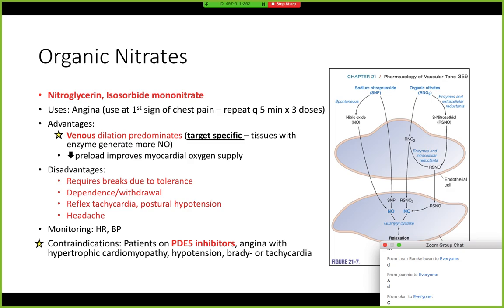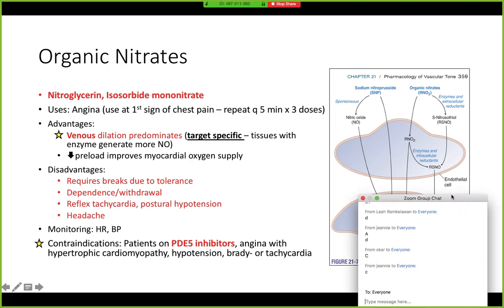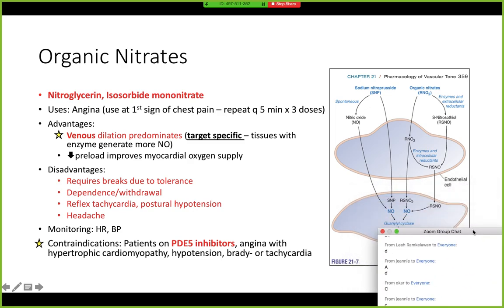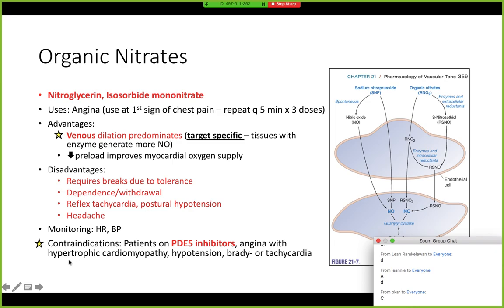So if you have someone who takes nitroglycerin for angina, and then they come in complaining of erectile dysfunction, you don't want to give them something like sildenafil, because that could lead to a severe hypotensive episode due to all the vasodilation.